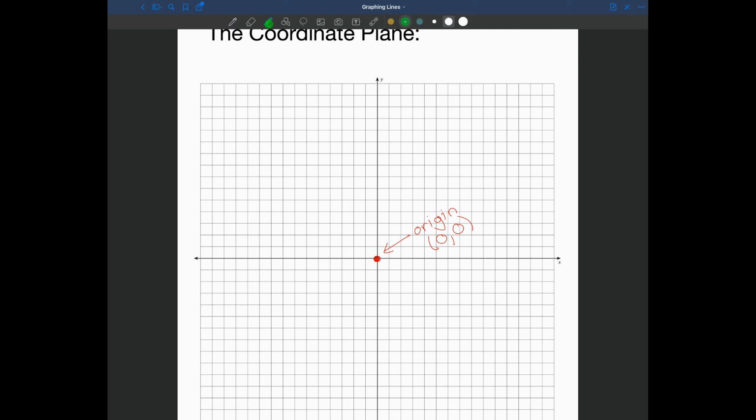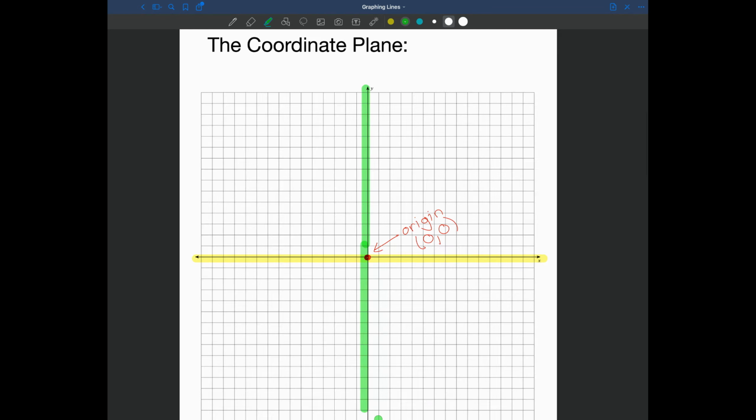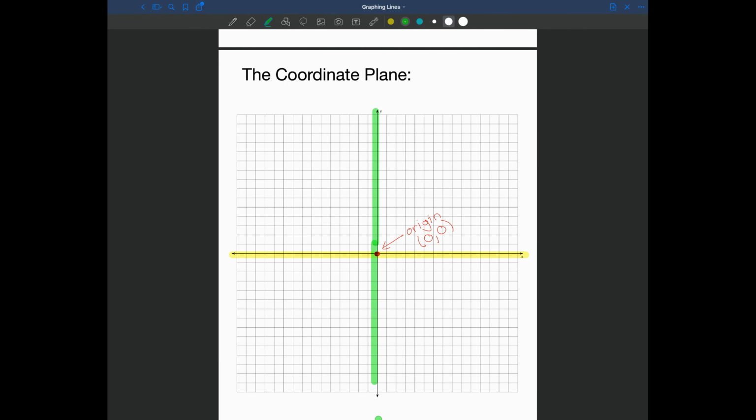The next 2 things we want to point out are the axes. The horizontal axis is right here. This is our x-axis. And then we also have our vertical axis right here. And that one is our y. Again, you can see those 4 quadrant points. They're still right there. So we still have our quadrants and we have our points.